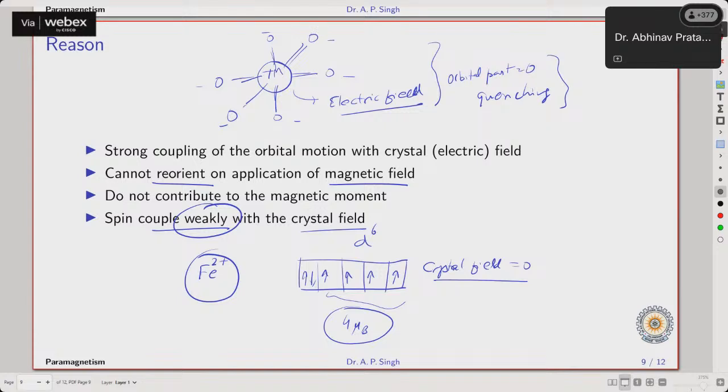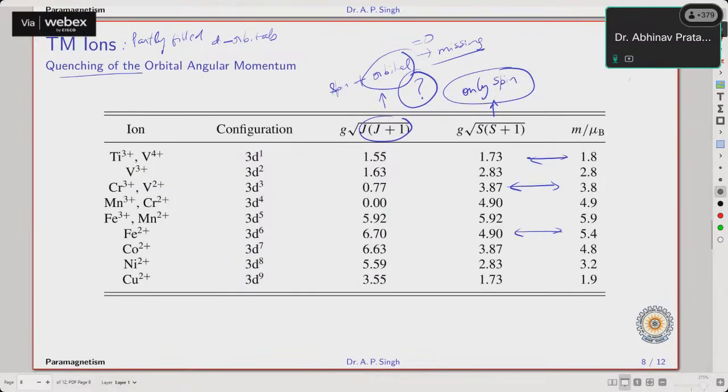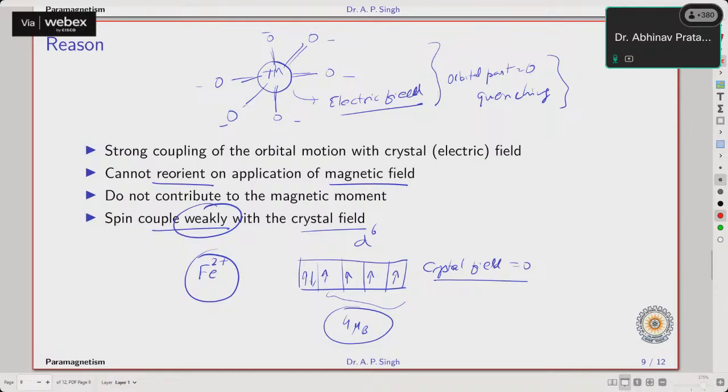So this is what happens in case of transition metal ions, and this is the reason why quenching takes place. Remember, if you are dealing with the rare earth ions, you have to include both spin plus orbital. That means you have to work with this quantum number J. But in case of transition metal ions, it is sufficient to take only spin. And therefore, you can focus only upon the spin of the transition metal ion. So that is called quenching.